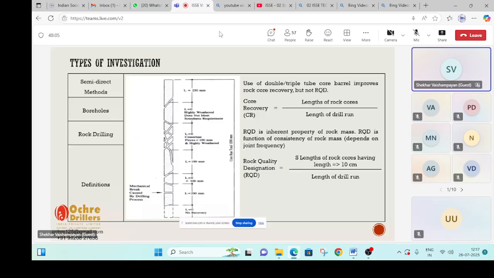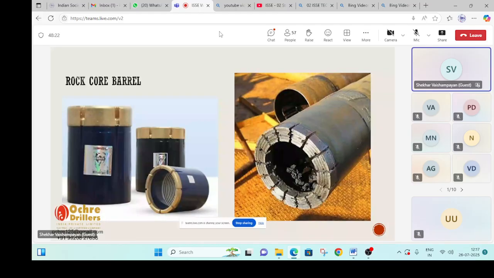RQD indicates how massive the rock is, while core recovery indicates how continuous the rock is. RQD says how massive the rock is, and how strong the rock is, because a lesser number of fractures indicates stronger rock material. Okay, so we'll go to the next slide.